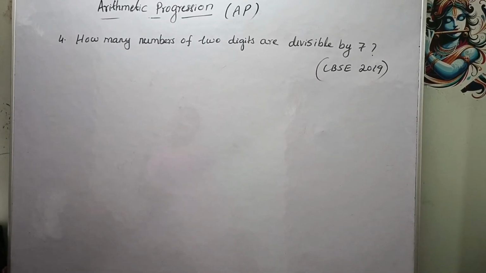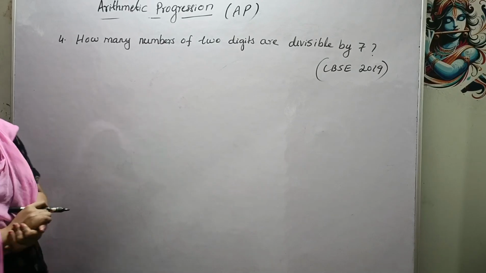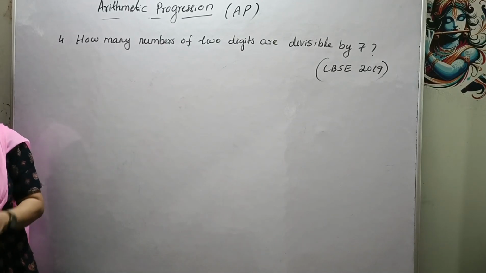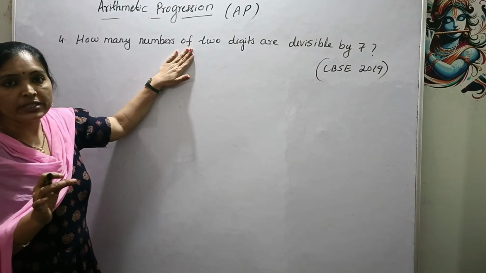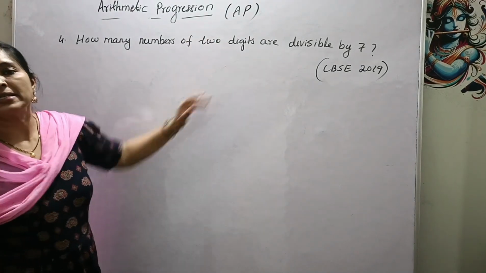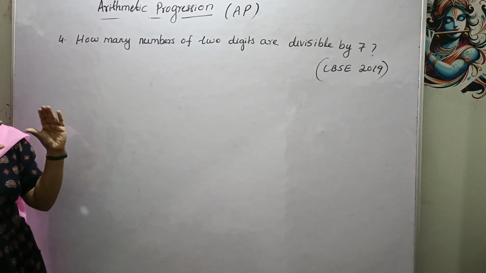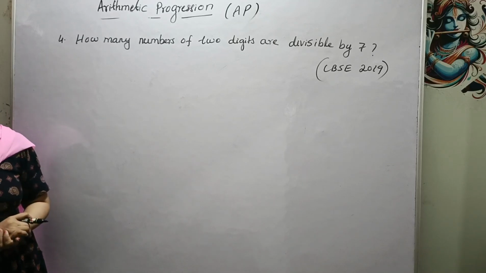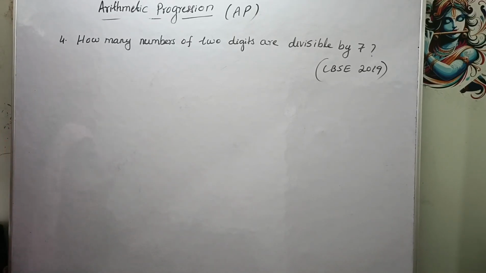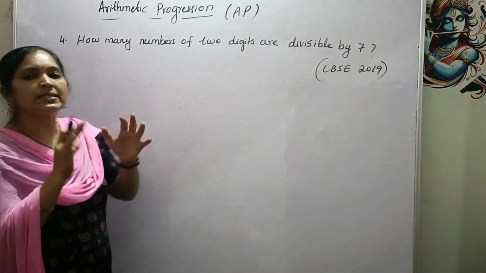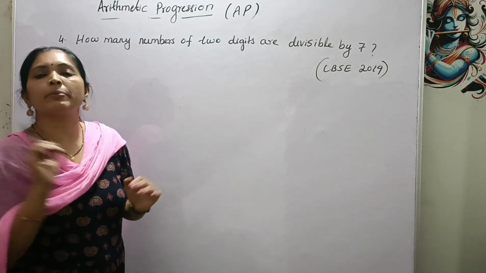How many numbers of 2 digits are divisible by 7? Here we have to find how many numbers of 2 digits are divisible by 7. So here the numbers are 2-digit numbers, right? First of all, let's find what is the first number which is divisible by 7.